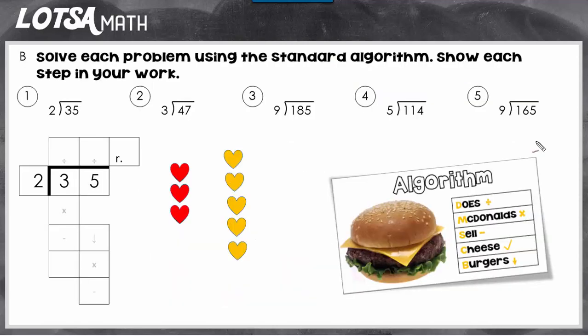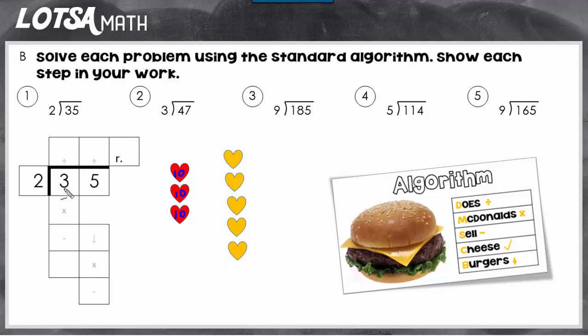Okay, so for number 1, we have 35 divided by 2. Notice here that I have a representation of 35, but I have some red and some yellow. That's because the reds are going to have a value of 10 because they're in the tens place. So I have 10, 20, 30, and the yellows just have a value of 1: 31, 32, 33, 34, 35. So we're going to have 2 rounds of the algorithm because we'll have 2 digits in our quotient.